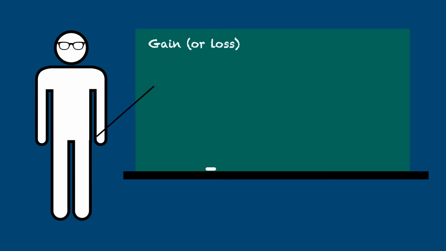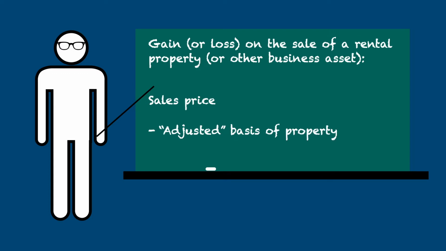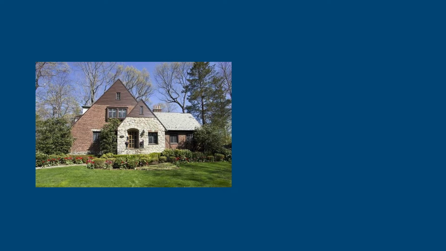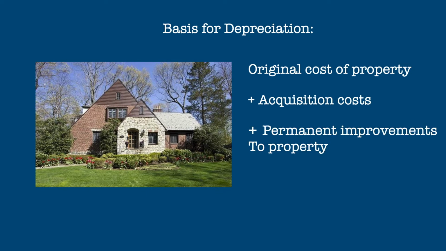To put it simply, the gain or loss on the sale of a rental property, or any business use asset for that matter, is the sales price less the adjusted basis of the property sold. The sales price is pretty straightforward. It's simply the sales price on the contract. The adjusted basis, however, is a little more complicated. We looked at basis in the video on depreciation and amortization. Basis for depreciation purposes was the purchase price of the property, plus any acquisition costs and the cost of any permanent improvements you made to the property, less the value of the land.